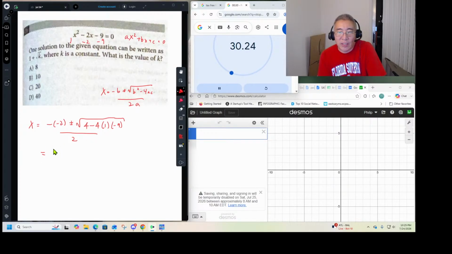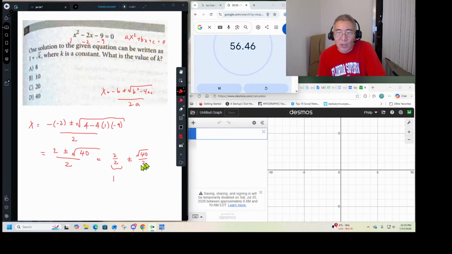Simplifying, negative negative 2 would be positive 2, and then 4 minus 4 times 1 times negative 9. 4 times 9 is 36. 2 negative signs make that a positive, so it would be 4 plus 36, which is square root of 40 over 2. And then we can divide this into 2 fractions because this is divided into 2 numbers here: 2 over 2 plus or minus the square root of 40 over 2.